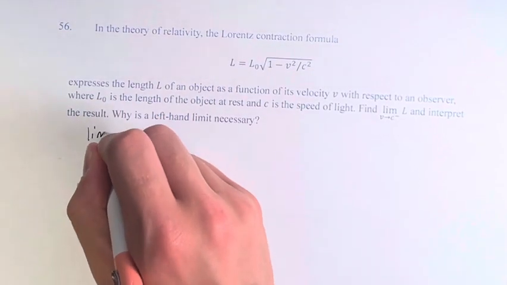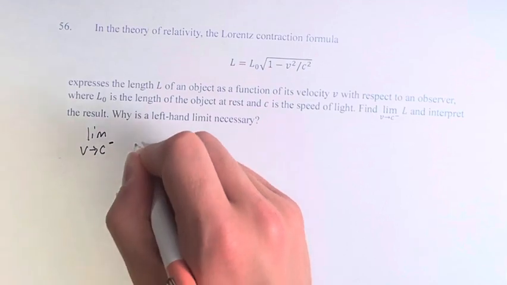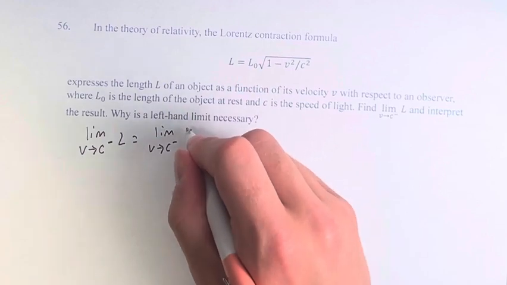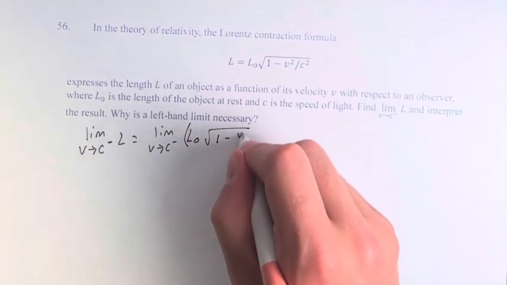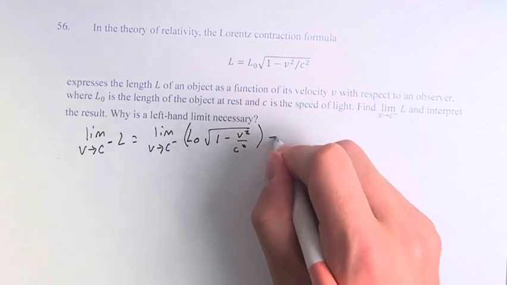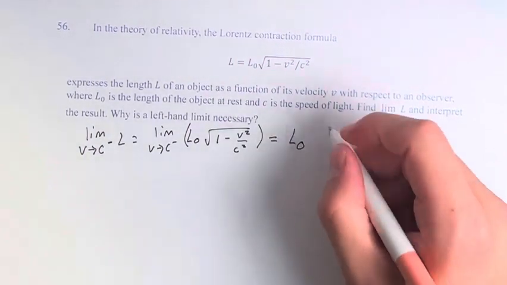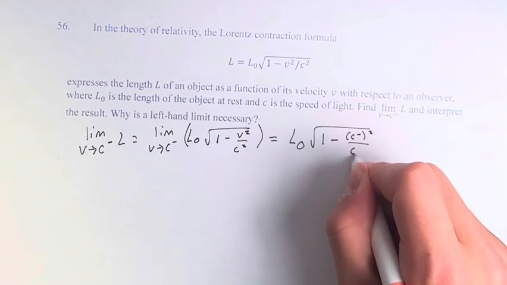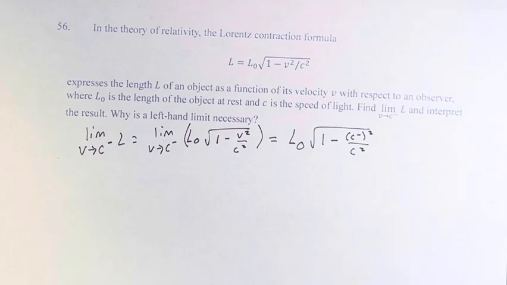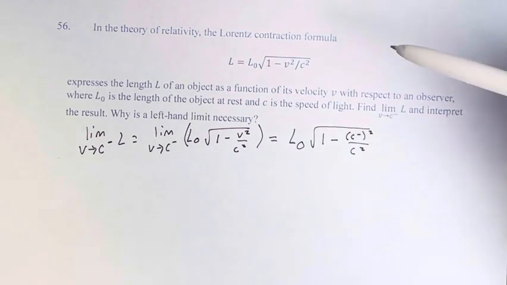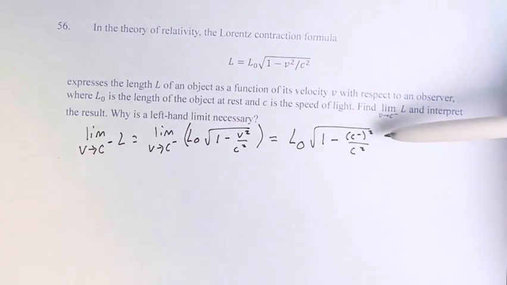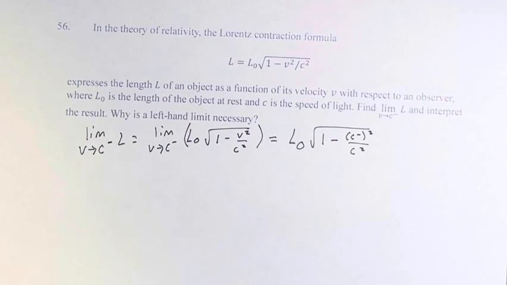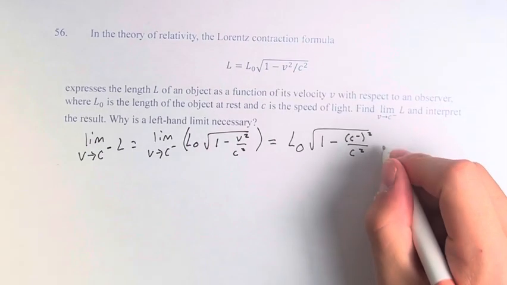So the limit as v approaches c from the left of L is the limit as v approaches c from the left of L naught times the square root of 1 minus v squared over c squared. So just plugging in 1 minus c from the left squared over c squared. I think it's helpful to do it this way because this isn't a calculation we're doing, right? It's not literally a calculation to calculate c from the left, but we have to understand what actually is going on here in calculating it.